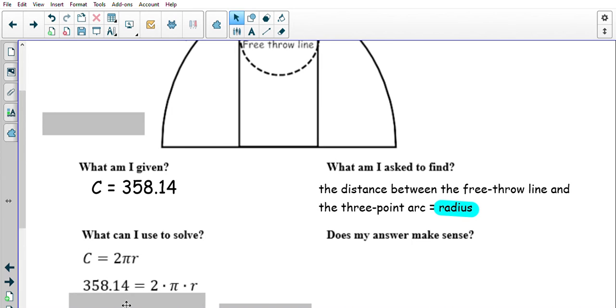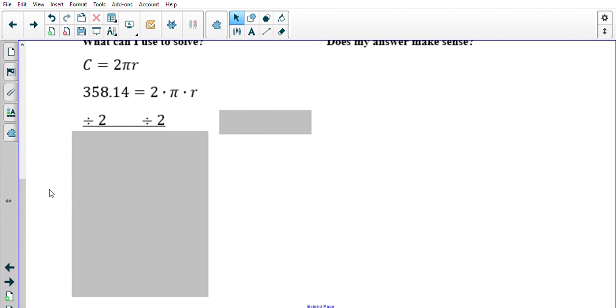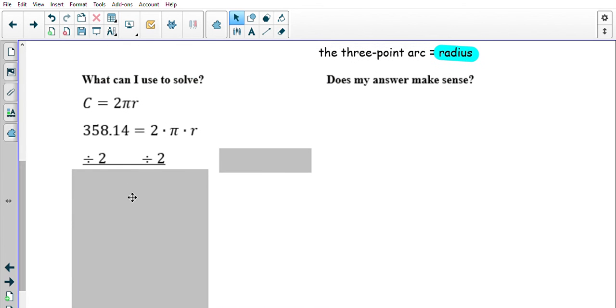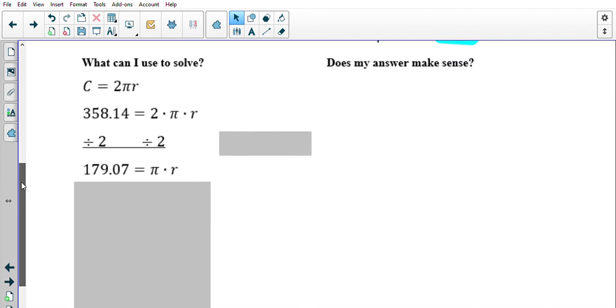Replace C with what we know it is, which is 358.14. Divide both sides by 2. I like to divide by 2 first, because when I divide by pi, it gets me a nasty decimal, so it's better to just divide by 2 first. I get 179.07 equals pi r.